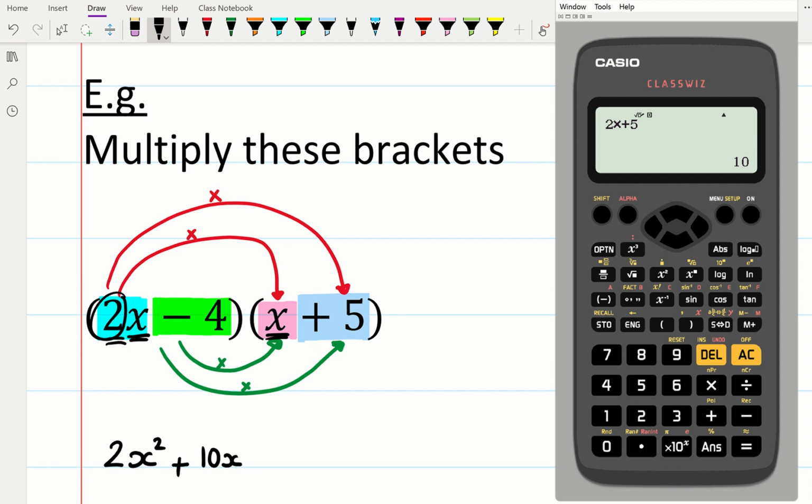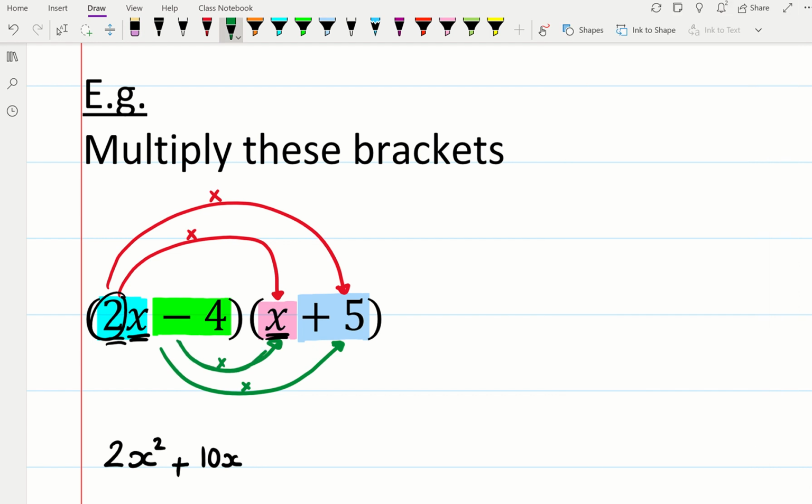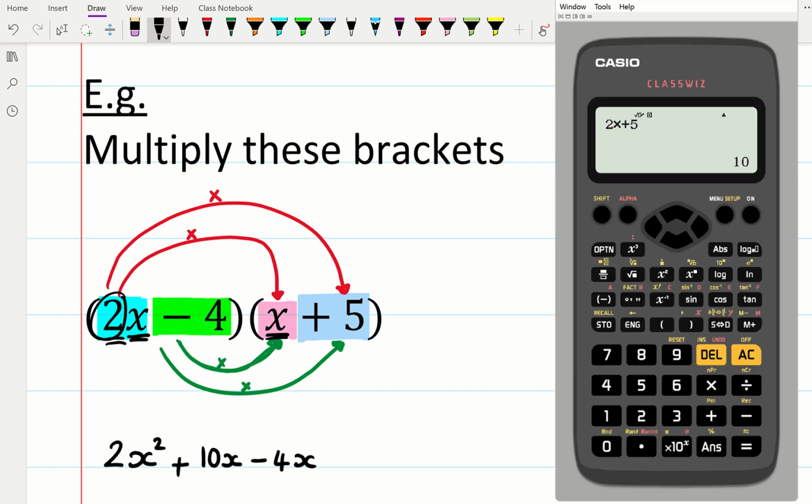Then you have negative 4. Negative 4 times x is a negative 4x. Remember, negative 4 times x, we don't write the multiplication, we just put them next to each other. So negative 4x. And then negative 4 times 5. Negative 4 times 5. Negative 20.